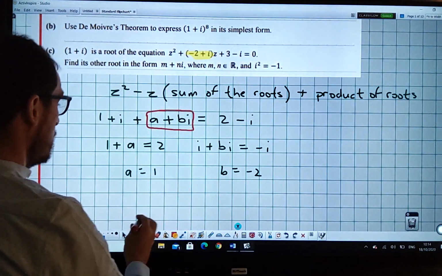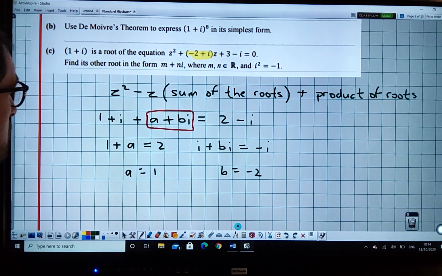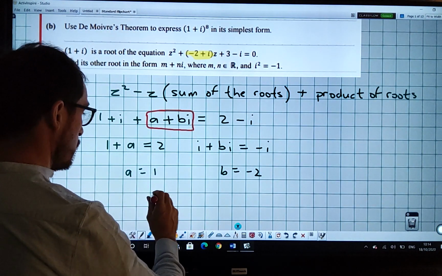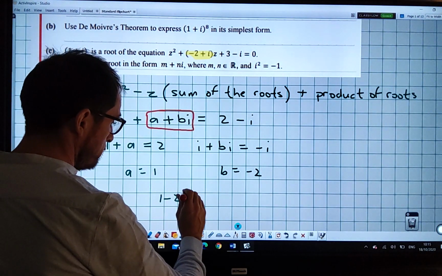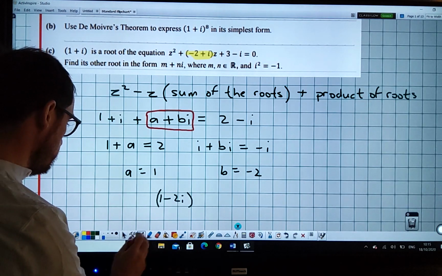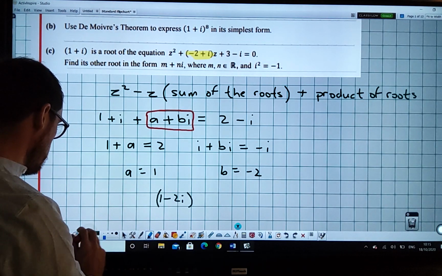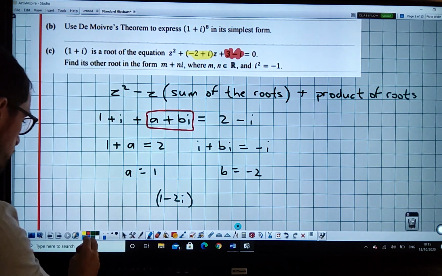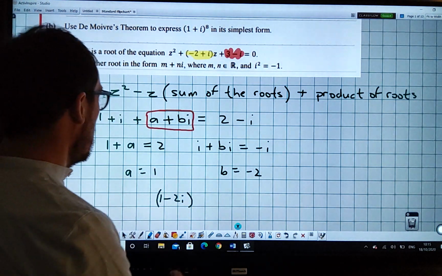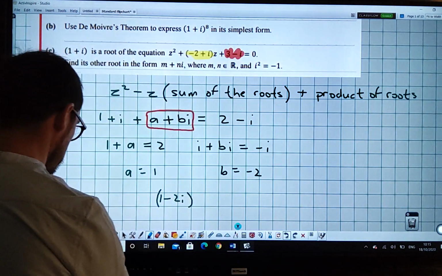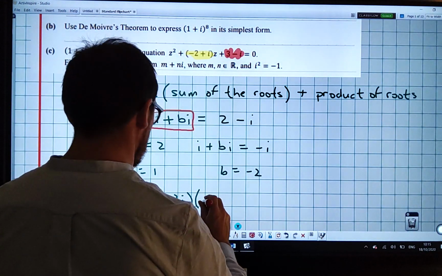following that, the way to test this is as follows. You're saying that your complex root, the other root, is going to be 1 minus 2i. So to test if this is right, I'm going to multiply it out, and it should equal, if I'm right, 3, because that's the product. So if I get 1 minus 2i and multiply it by 1 plus i, what do I get?